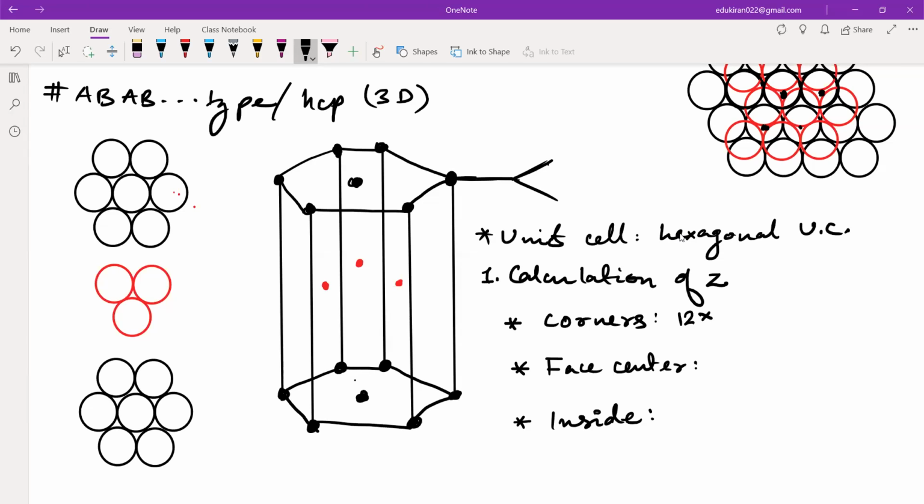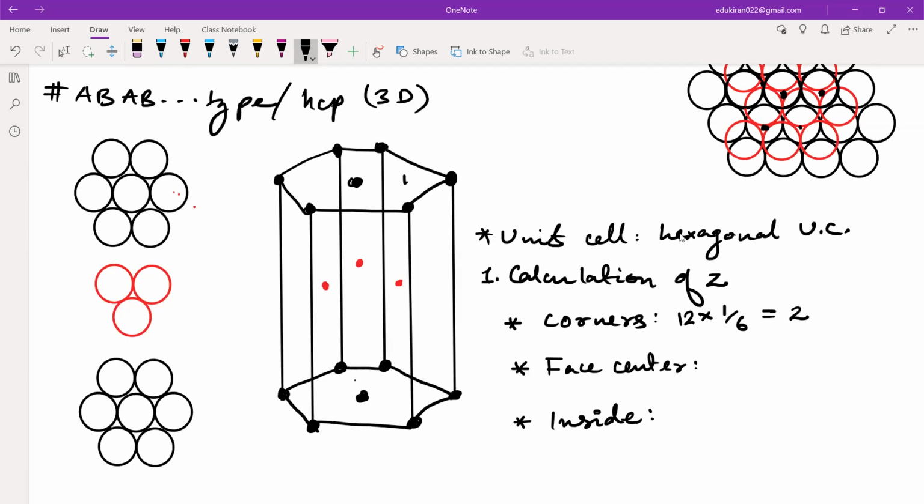This atom will be shared in this one room, second room, and third room, correct? Similarly, there will be 3 rooms just above these 3 rooms, and this corner will be there in those 3 rooms also, correct? Yes. So it is shared in 6 rooms. And that is why the contribution of each will be 1 by 6, which will give me 2.